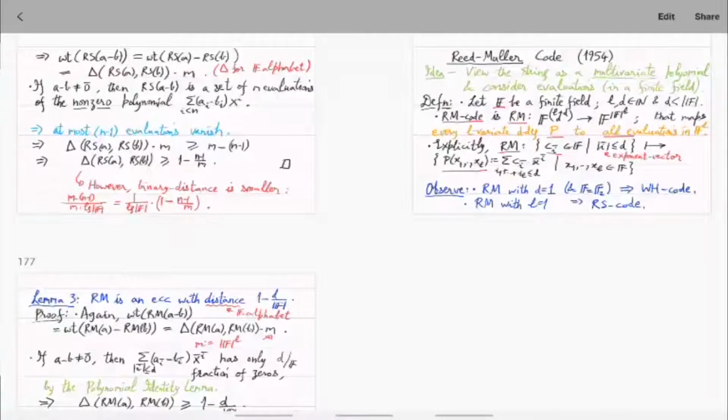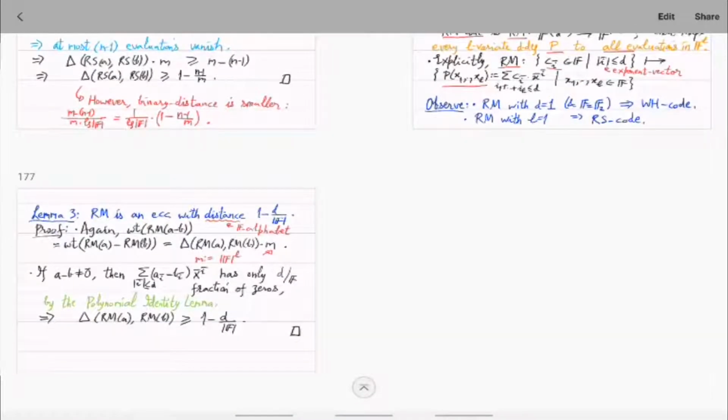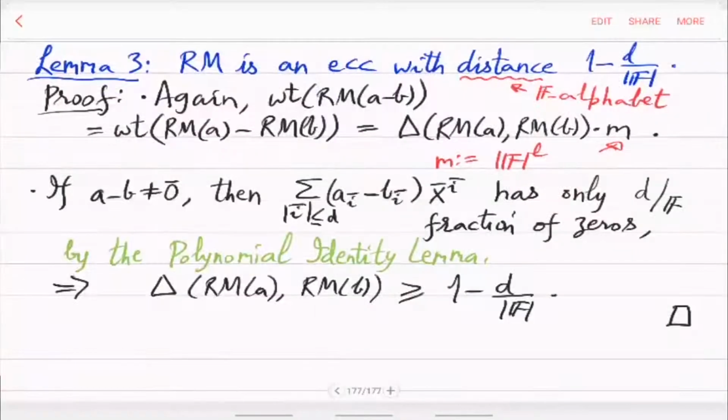Then we looked at the multivariate generalization of Reed-Solomon, which is called Reed-Muller code, and that has similar distance, which is 1 minus d over the size of the field, where d is the degree of the multivariate polynomial. So, next we will use both of these, Reed-Solomon and Walsh-Hadamard, and give a code that has the advantages of Reed-Solomon, but it is binary. These are called concatenated codes.